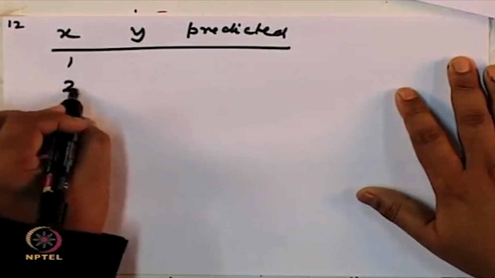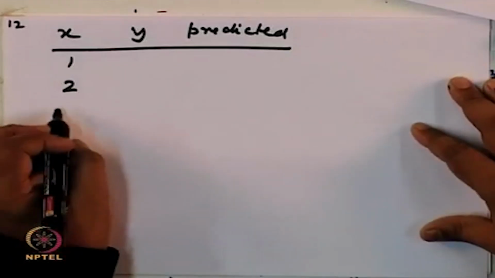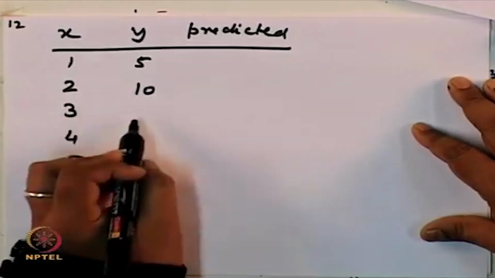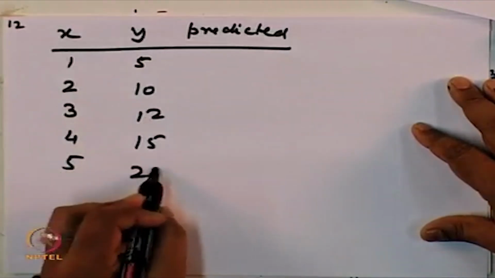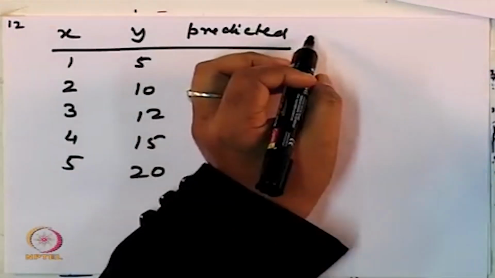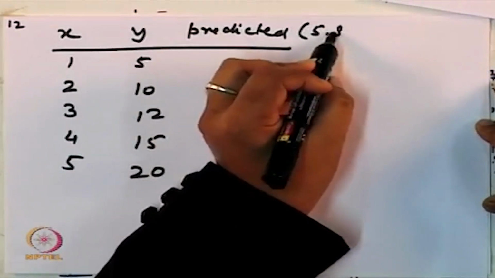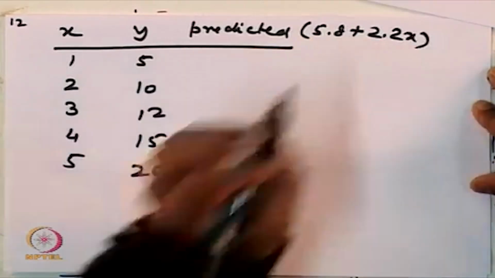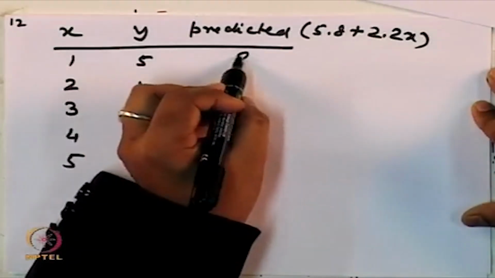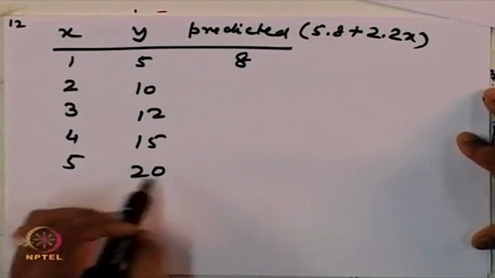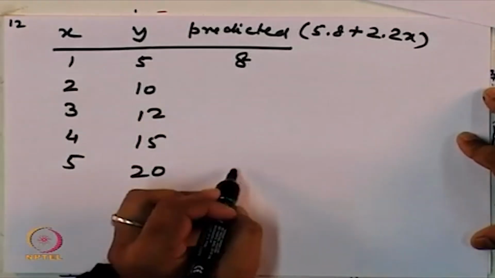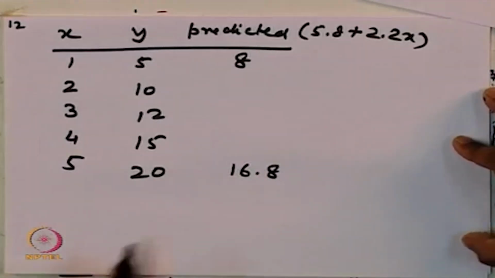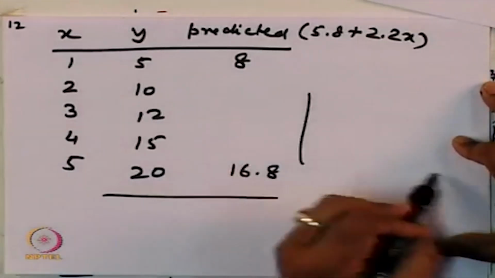Okay. I had x values 1, 2, 3, 4, 5. My y values are 5, 10, 12, 15, 20. So, my predicted equation is 5.8 plus 2.2 into x. Okay. So, what you see here, x equal to 1 gives 8, and x equal to 5 gives 16.8. Okay. So, what you see here is how our points are placed.